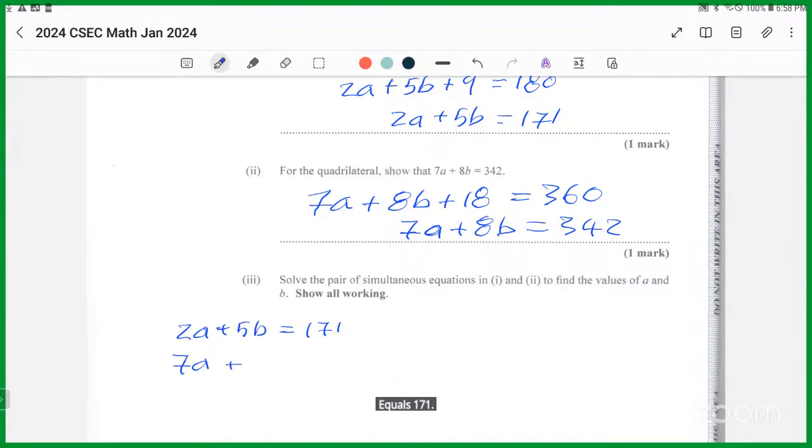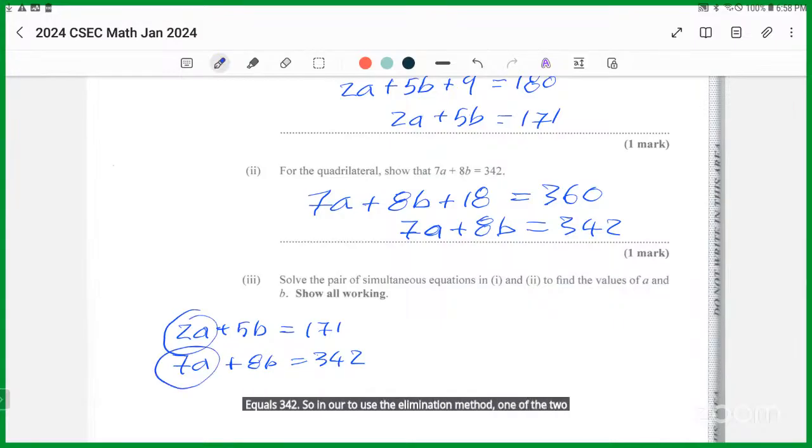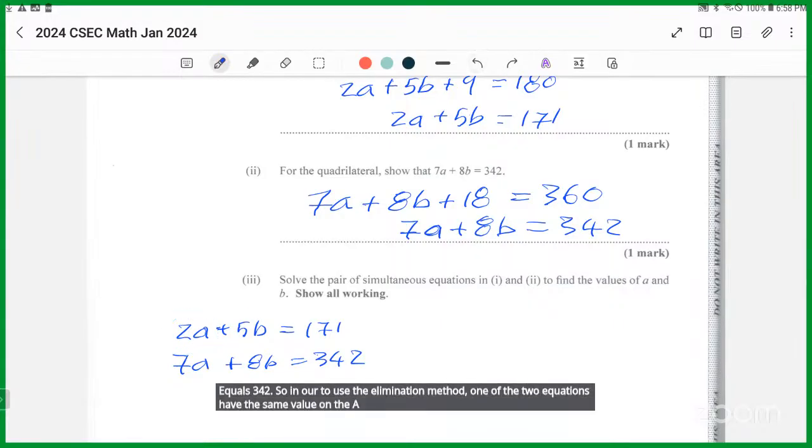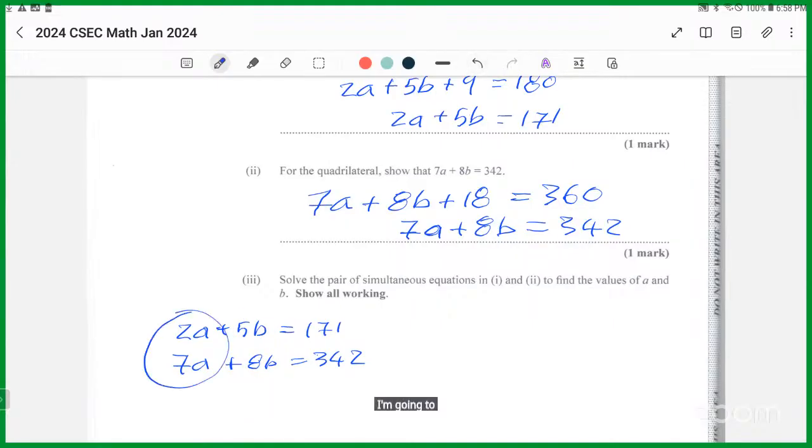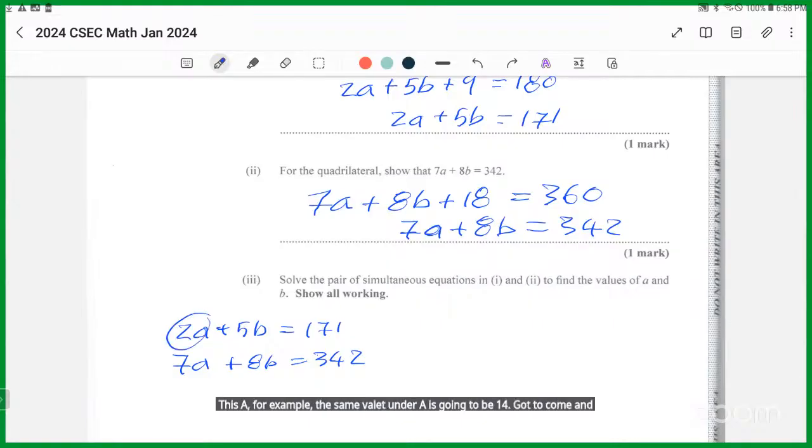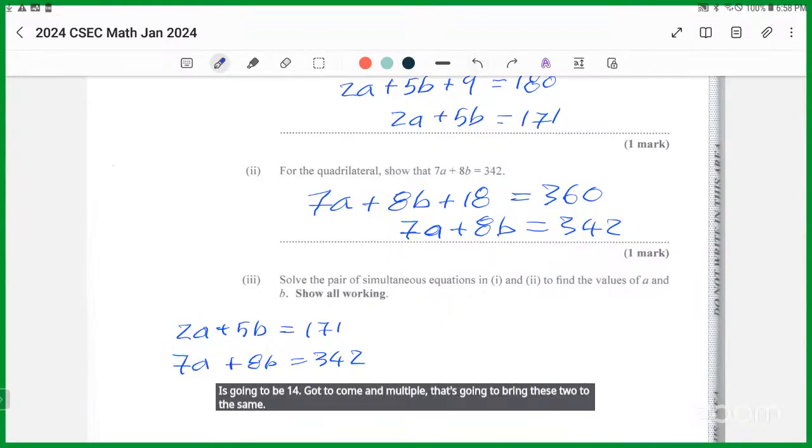7A plus 8B equals 342. So in order to use the elimination method, we want the two equations to have the same value on the A or the same value on the B. I'm going to do it this time so that we have the same value on the A. So the common multiple that's going to bring these two to the same is 14.